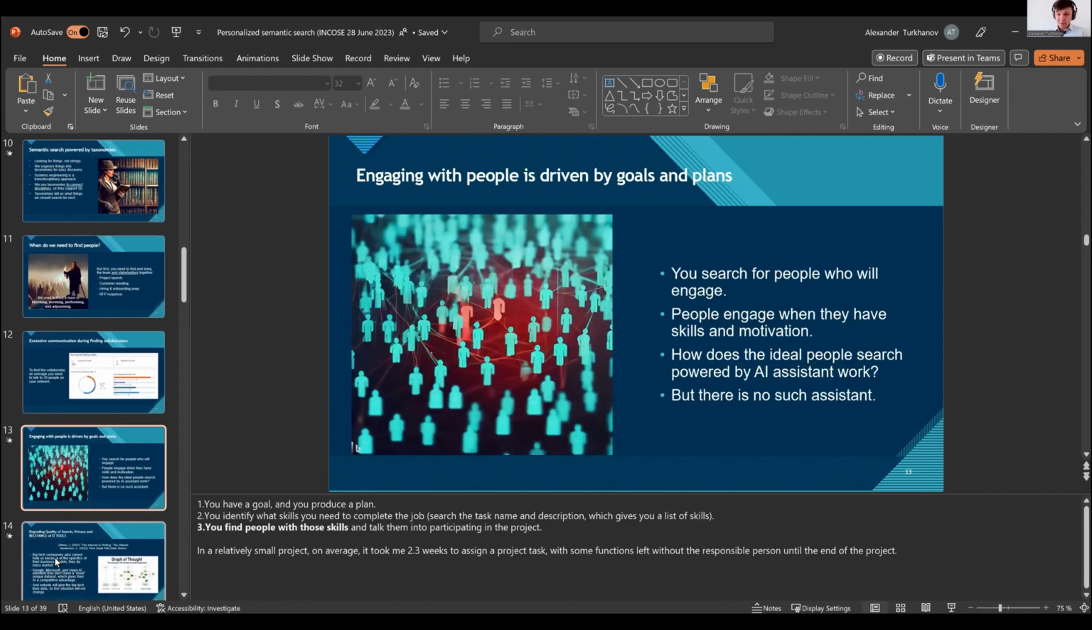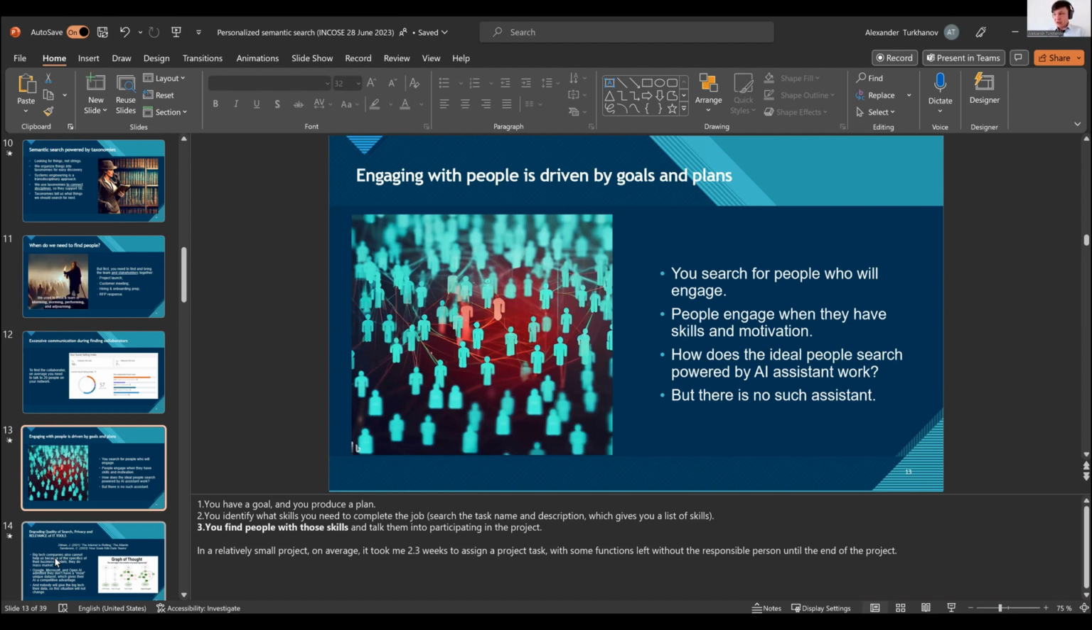So how do we find proper people? What is a proper person? What is the right fit? The right fit is a person who will engage. He or she will not only come to the meeting with the customer and sit through it, but also propose, get involved, do something. So they will engage. To do that, they need to have skills and motivation.